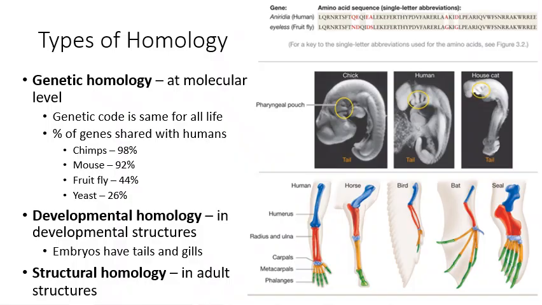You share 92% of your genes with a mouse. You share 44% of your genes with a fruit fly. And 26% of your genes you share with a yeast. A yeast is not even an animal, it's a fungus. And a quarter of your genes are also found in that fungus.